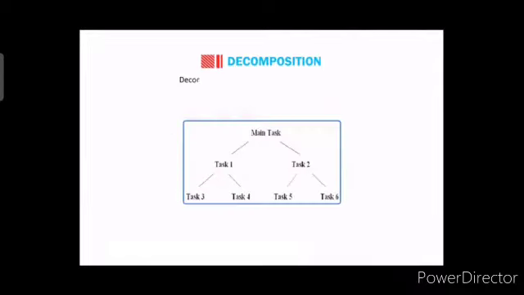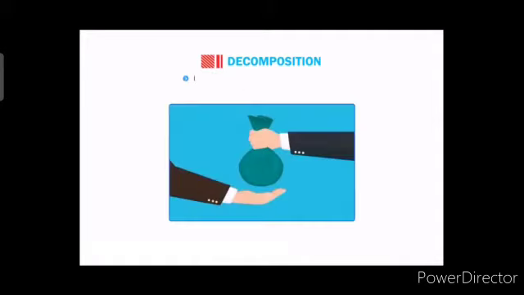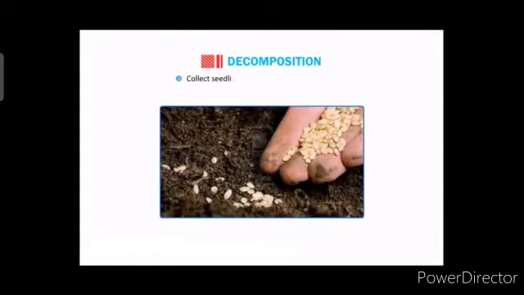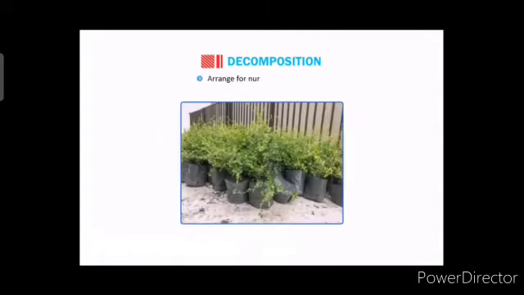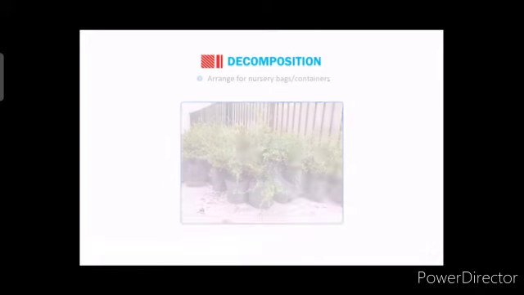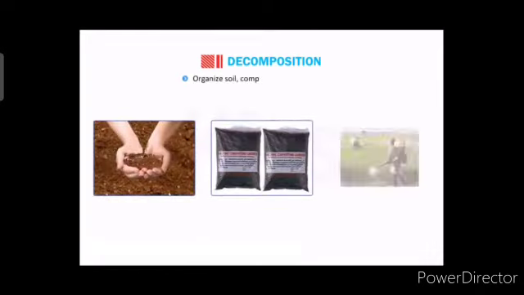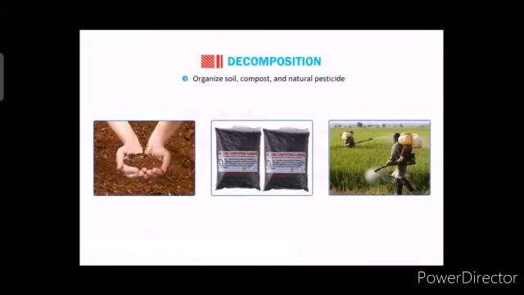Students, now let's see decomposition. Decomposition makes the task more manageable. Here, Aryan breaks down the task of planting a large number of seedlings into the following steps to make the job more organized. Find donors for contributing to the expenses. Collect seedlings and seeds from various sources. Arrange for nursery bags or containers. Organize soil, compost and natural pesticide.